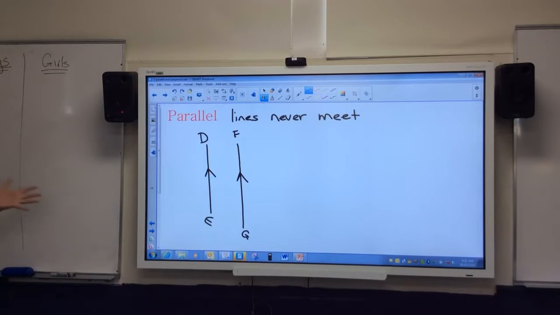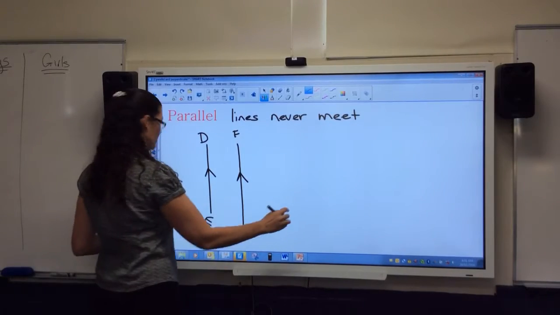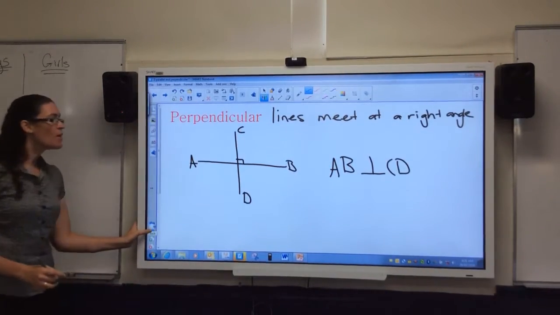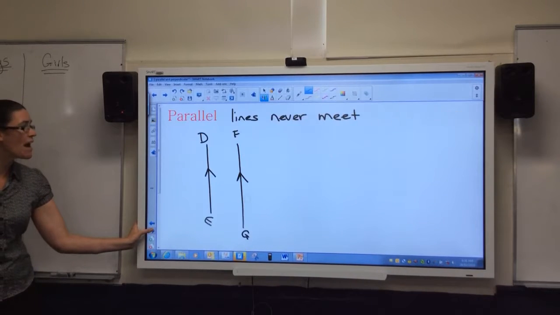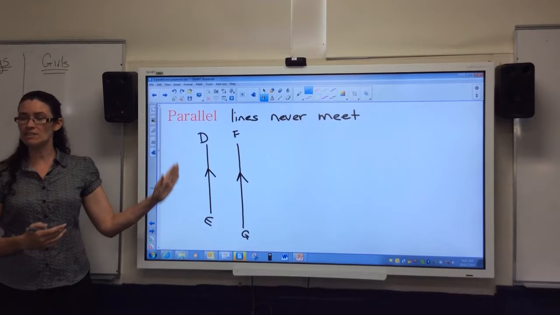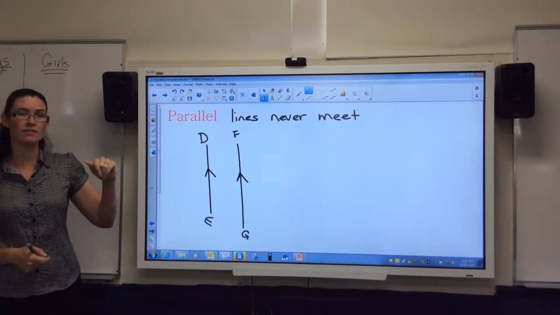And just like the abbreviation we had back here with this symbol for perpendicular, we also have a symbol for parallel. Yes? So if they change direction, they're not parallel. Like if that one turns off. So if a straight line is heading in that direction, it's never going to change direction. They need to be straight lines.